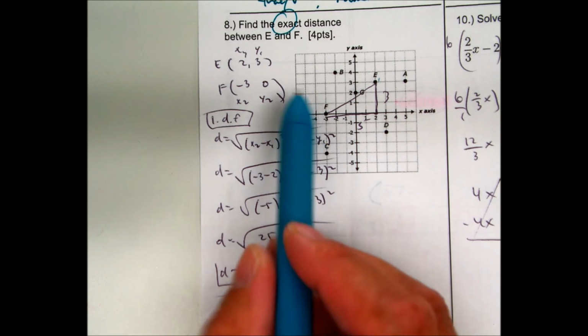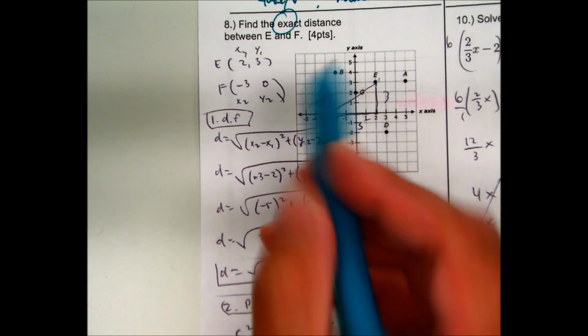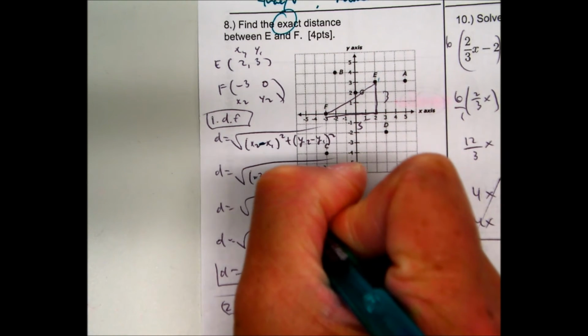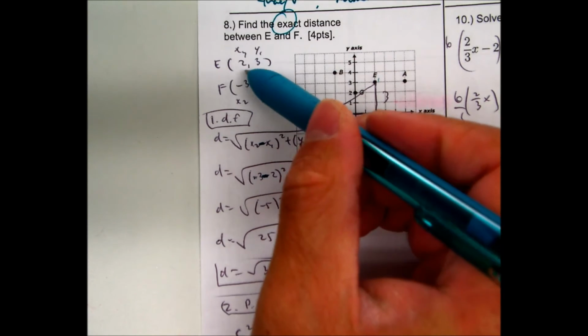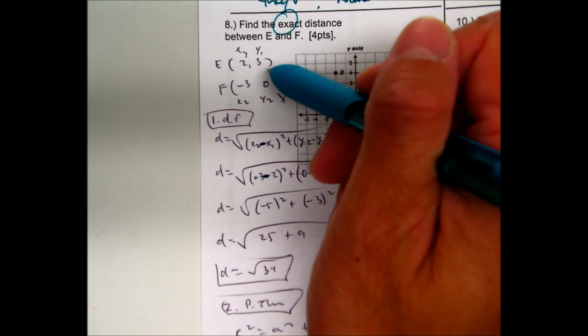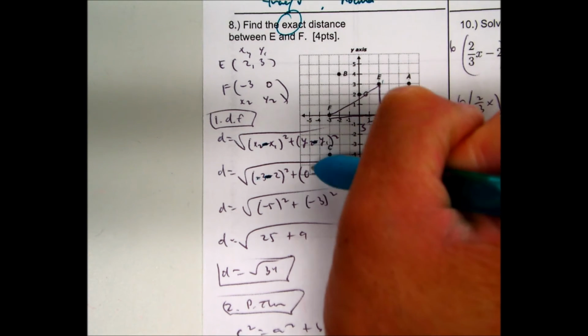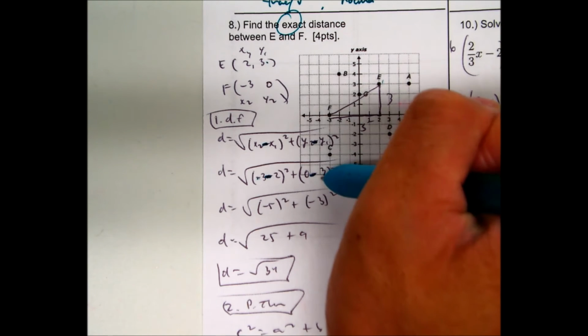If you just do your substitutions, your x2 value is negative 3 minus your x1 value, which is 2. And then over here, you have y2 value, which is 0, minus, in this case we got lucky, it's a positive 3.